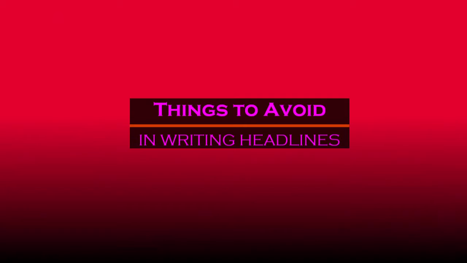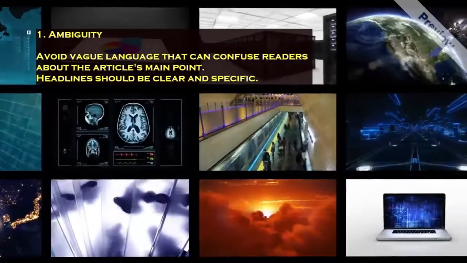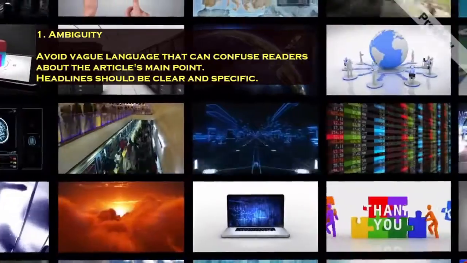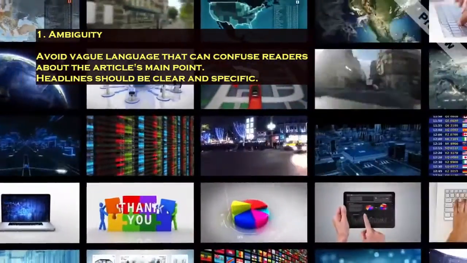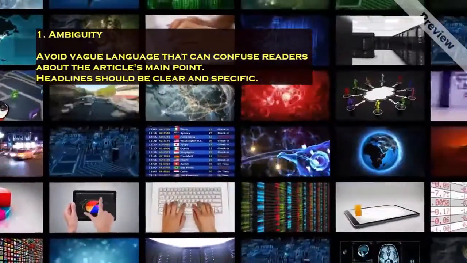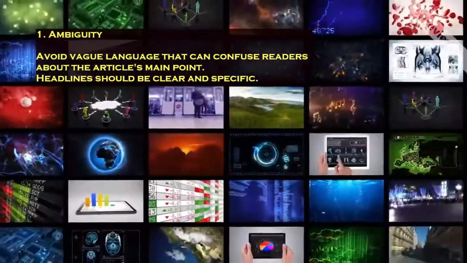When writing news headlines, certain pitfalls can undermine their effectiveness and clarity. Here are key things to avoid. Ambiguity. Avoid vague language that can confuse readers about the article's main point. Headlines should be clear and specific.